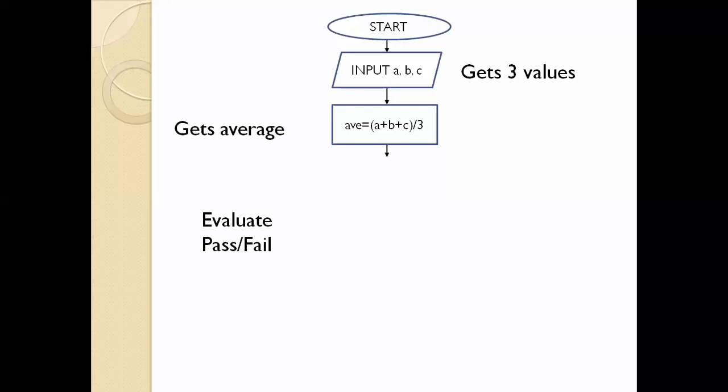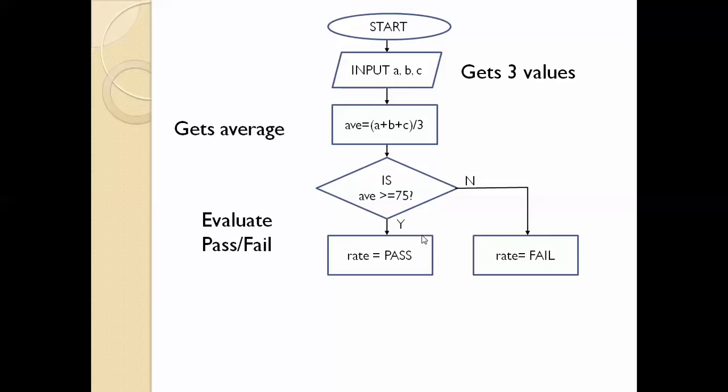After that, we need to evaluate the average if it's pass or fail. So we need a decision box. So the question is: is the average greater than or equal to 75? So the answer is either yes or no. If it is yes, it's pass. If it is no, it's a fail.